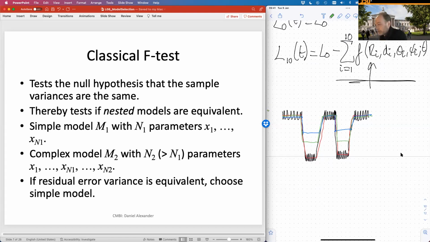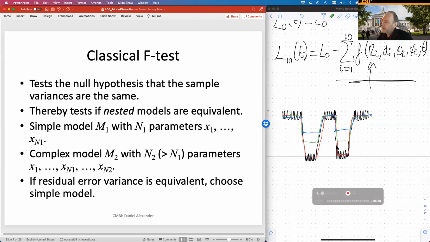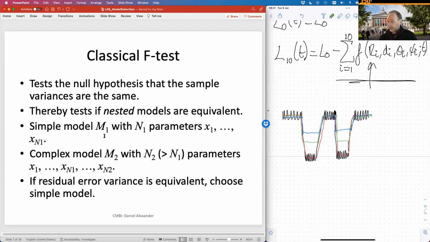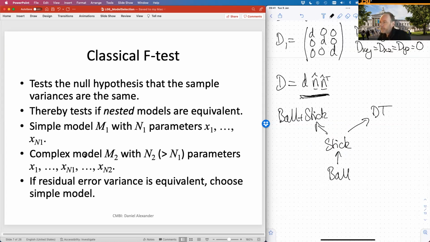Strictly, you can only use it for sets of nested models. What do I mean by nested models? Those are sets of models where the more complex one is a direct extension of the simpler one. Specifically, if the simple model M1 has parameters x1 up to n1, the complex model also has that exact same set of parameters, but it has some additional ones as well. And when that's the case, we perform this test on the null hypothesis that the variances of the residuals of these two models are the same.